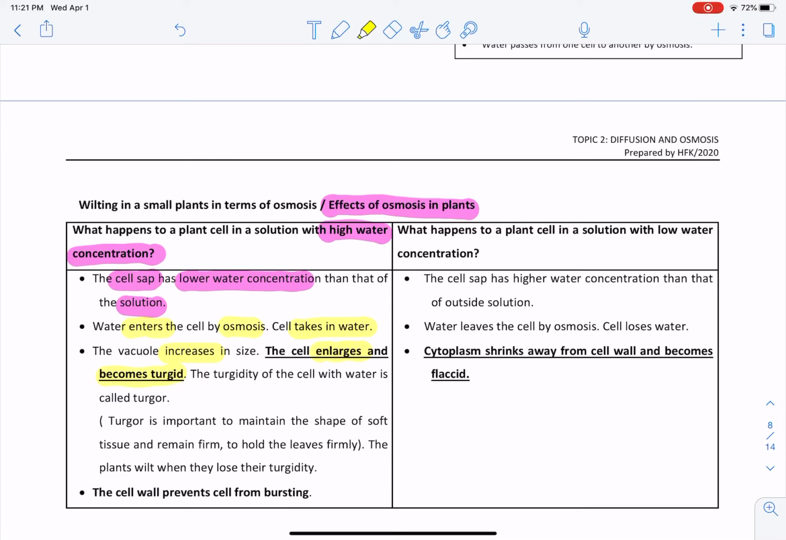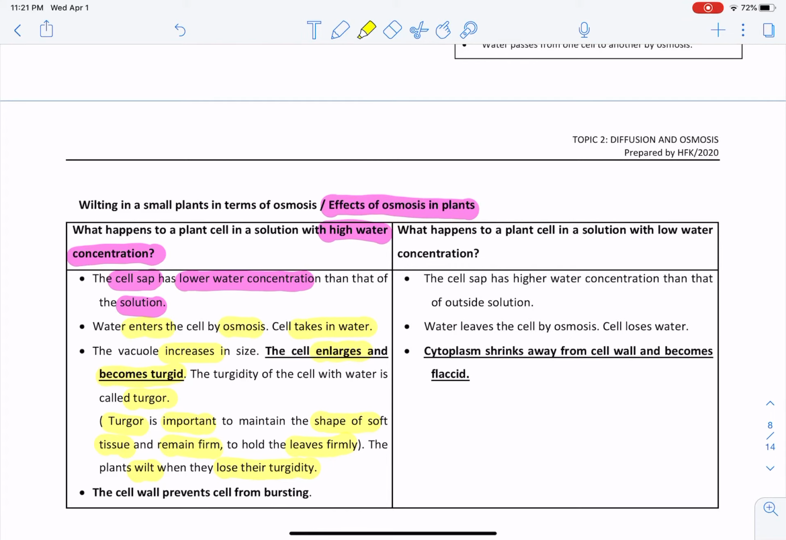Okay, the turgidity of the cell with water is called turgor. Apa arti turgidity ni? Now, turgor is important. Okay, turgor is important because it will maintain the shape of soft tissue and remain firm, so that it can hold the leaves firmly. The plants wilt if they lose their turgidity. Artinya if the cell has no more turgidity, that means the plant will wilt.